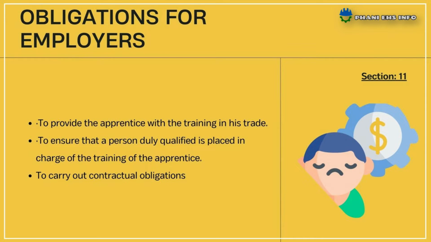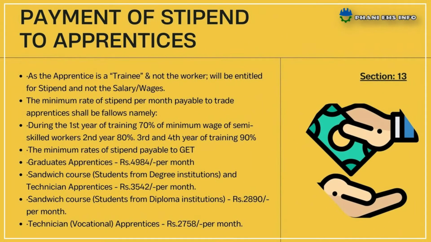To ensure that a person duly qualified is placed in charge of the training of the apprentice. To carry out contractual obligations. Payment of stipend to apprentices. As the apprentice is a trainee and not the worker, will be entitled for stipend and not the salary wages.